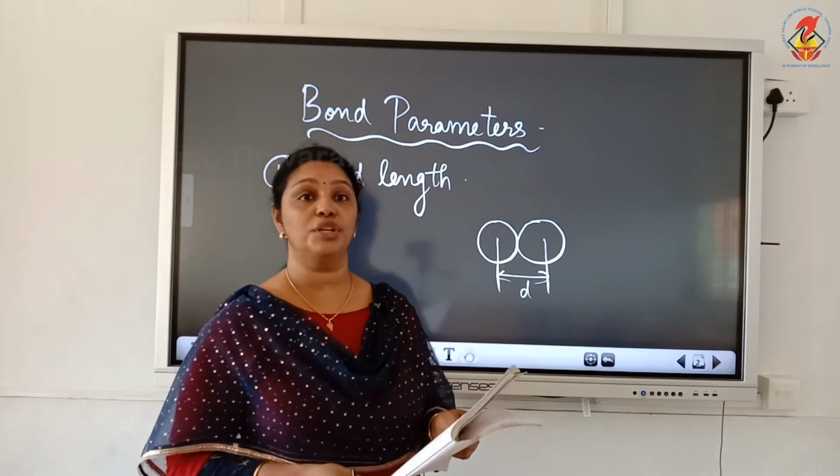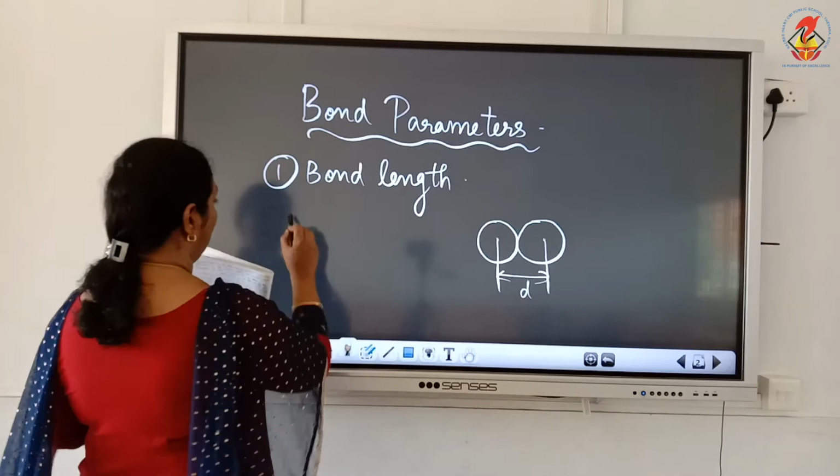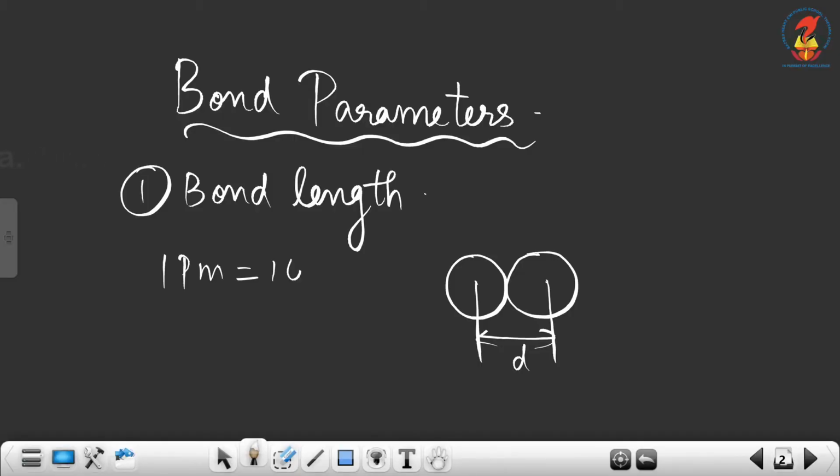And bond length is usually expressed in terms of picometer or angstrom. We know that 1 picometer is equal to 10 raised to minus 12 meter and 1 angstrom is equal to 10 raised to minus 10 meter. So, bond length is expressed in picometer or angstrom because it is a distance. Okay, so it will have the unit of distance.